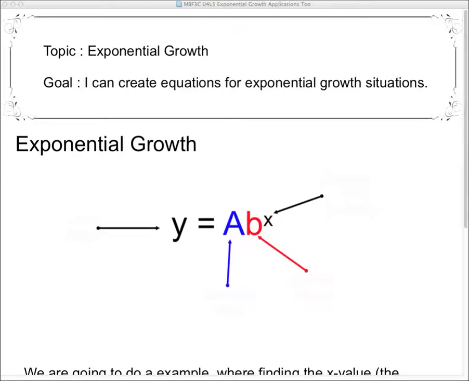Well, hello 3C, and this video is about exponential growth as well. We're going to call it exponential growth 2. This is the same goal as yesterday, just slightly different problems, just a little bit more complicated.